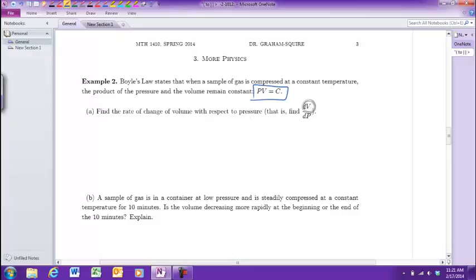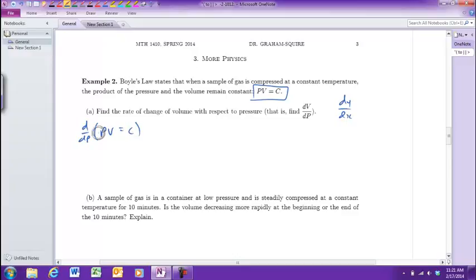So the rate of change of volume, that means the V is on top, with respect to pressure means the P is on bottom. So this is just like a dy over dx, where the V is y and the x is P. And there's two ways I can do this. Since the P and the V are on the same side, I can use implicit differentiation. The idea is I'm taking the derivative with respect to P of this whole equation.